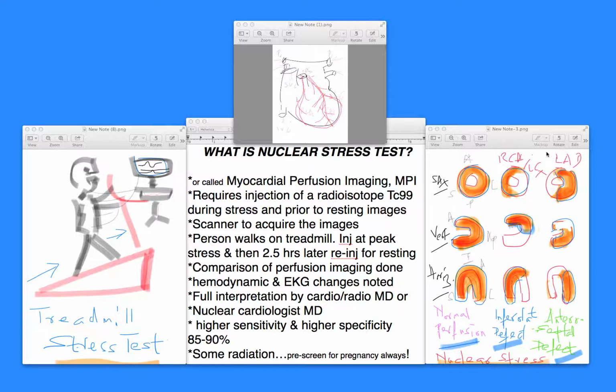Now, similarly here, I've shown another territory, which is the left anterior descending artery. Now, where is the left anterior descending artery? Right here. This is your left anterior descending. So it's supplying the major chunk of your left ventricle and the front of the heart, front wall of the heart. So look at this.